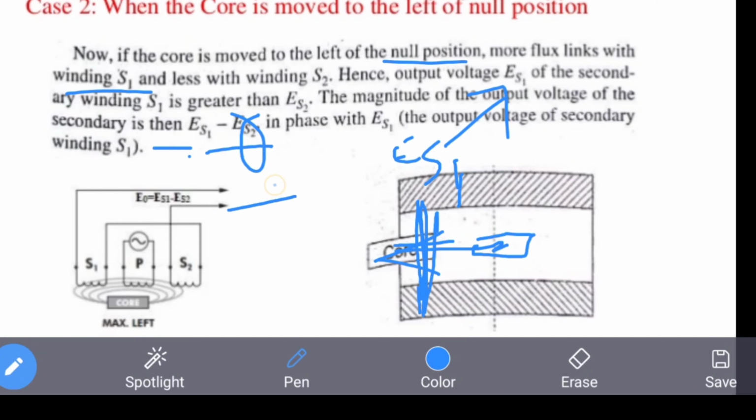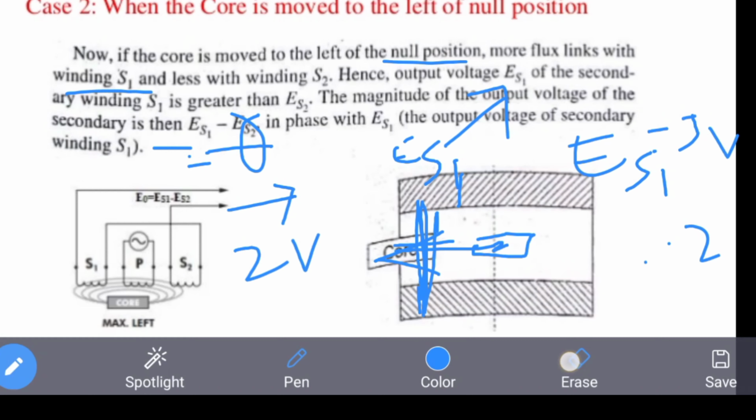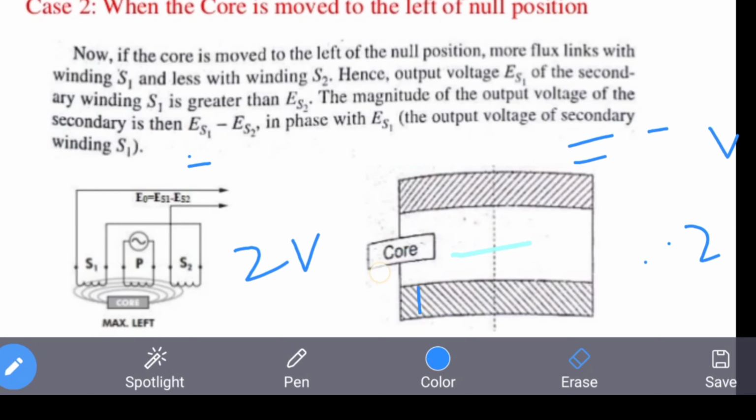Assume that secondary winding ES1 is 5 volts and ES2 is 2 volts. The induced voltage will be ES1 minus ES2, so 3 volts will be generated. Okay, the magnitude of output voltage we can see here. Case 2 is when the core is moved to the left of null position, the null position being the position in case 1.